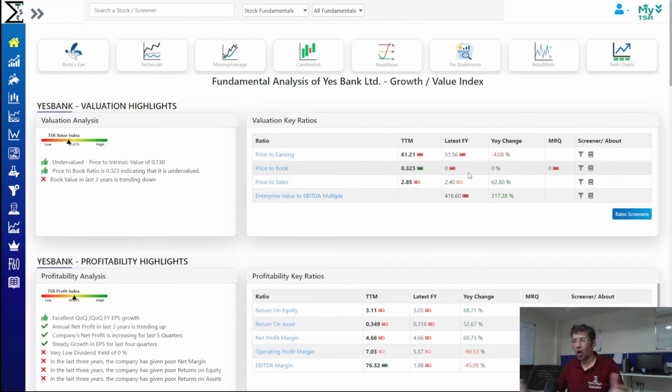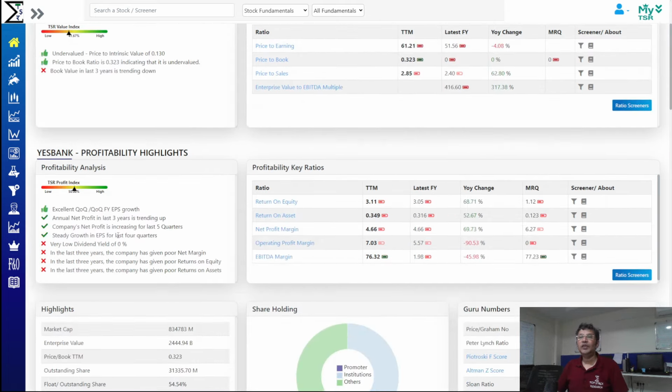What we do is we try to club all those important information and create a single value. So over here, it's not that great when it comes to valuation, but it's slightly better when it comes to profitability. So why is this number good? There are a lot of parameters. Some of them we highlight out here: they have excellent QoQ growth on EPS, net profit in the last 3 years is trending up, right? So steady growth in EPS and so on and so forth.